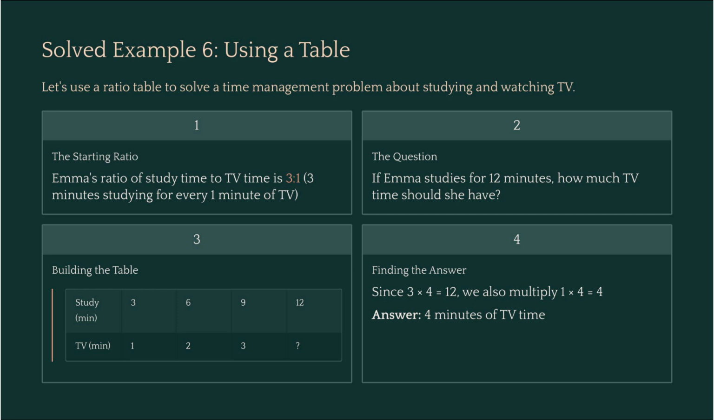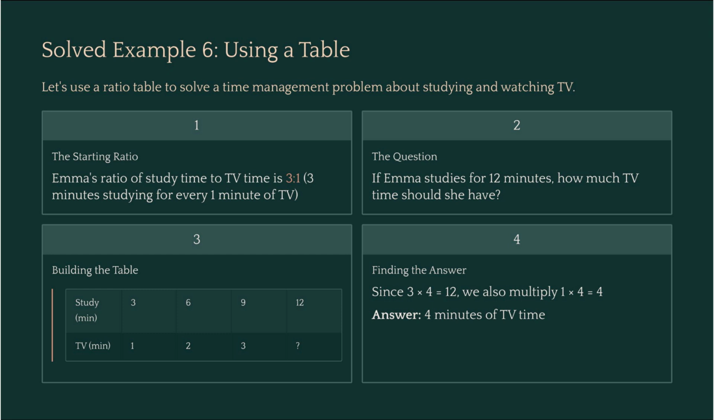Suppose the ratio of time you spend studying to time spent watching TV is 3 to 1. The table starts with those numbers. Now, if you study for 12 minutes, how much TV time is that equivalent to? Look at the table's study row. To get from 3 minutes to 12 minutes, you had to multiply by 4.